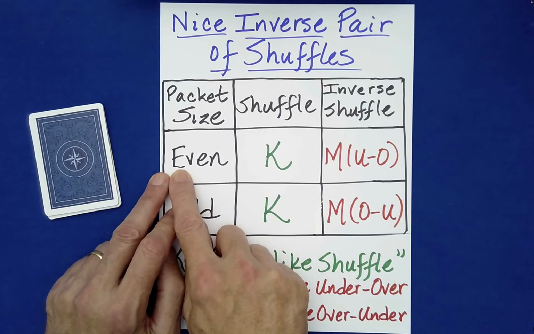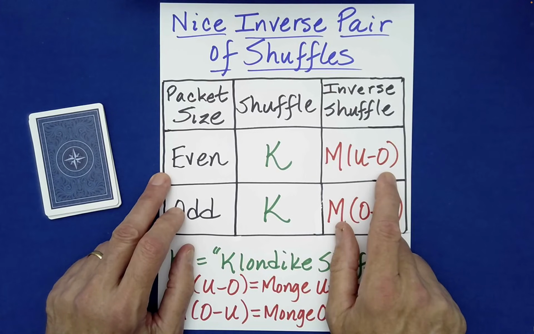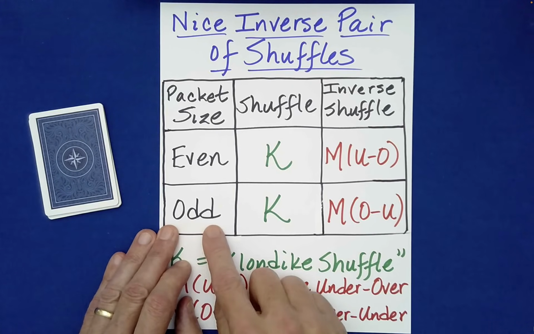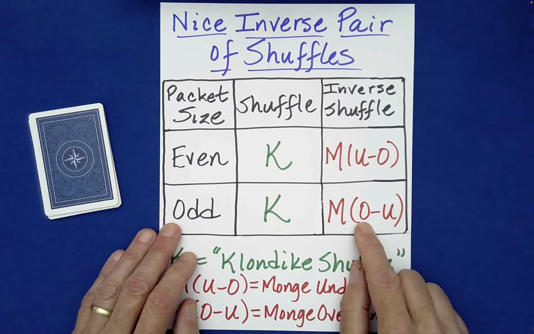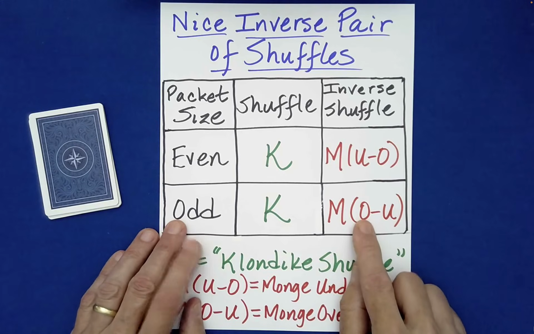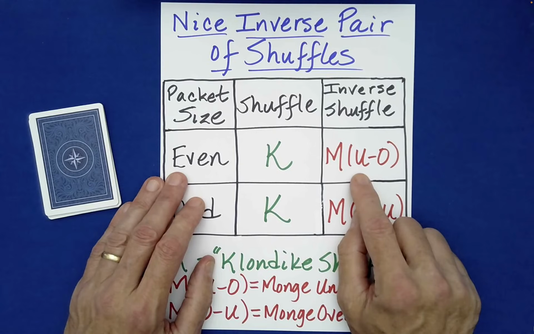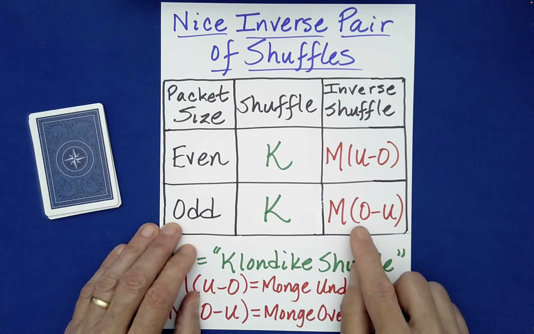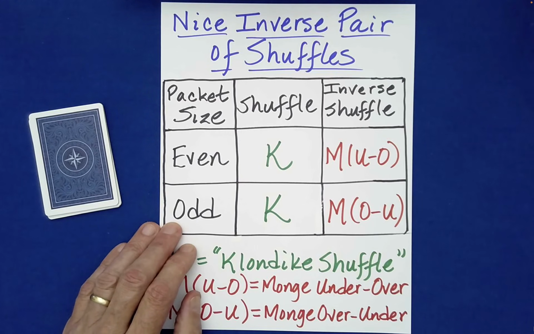The only detail you have to keep straight is whether or not the Monge shuffle is under over or over under. Well, the way that I remember it is the word odd begins with the letter O, as does over under. Okay, so that's how I remember. So if it's an even packet, I know it's the Monge under over. If it's an odd size packet, then I know that I have to perform the Monge over under after I've performed the Klondike or before I perform the Klondike, right?